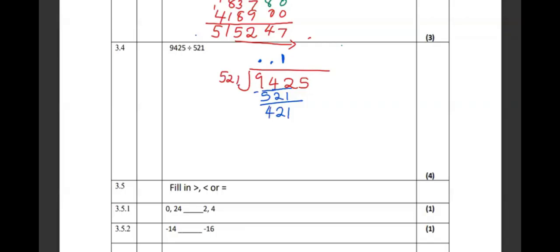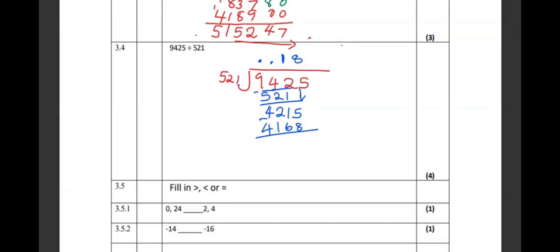Okay. Then after getting that, we need to pull down the 5 so that we have 4,215. Then in that case, we just need to see how many 521s we have in this. It's going to be something like 8 of them. Then what's 8 times 521? I'm getting 4168. And then we subtract that.